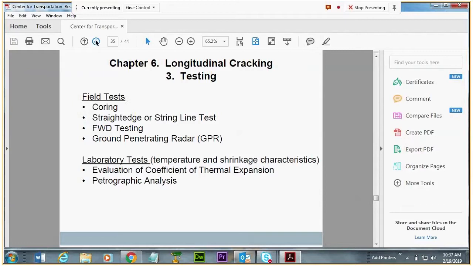The third thing we looked at in the manual or in the guide for each chapter was the field testing and then the laboratory testing. Here you can see some of the field testing that was identified and some of the laboratory testing for the temperature and shrinkage characteristics that we listed out. Now these are just points; the descriptions, the dialogue, goes with all of this in the real guide. Next slide.